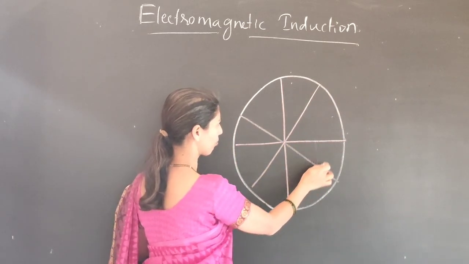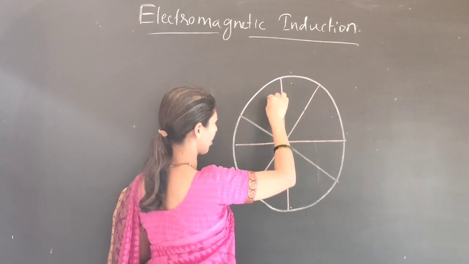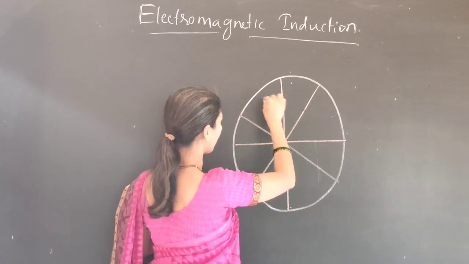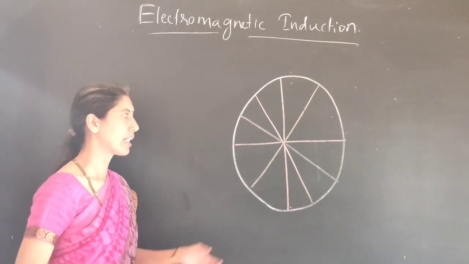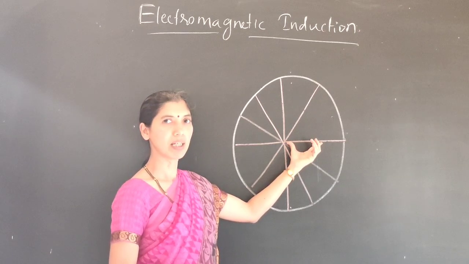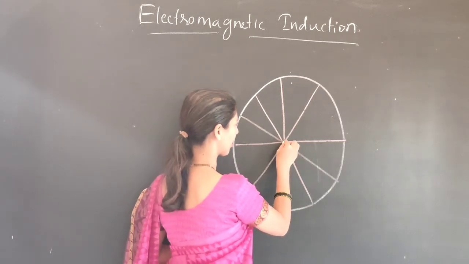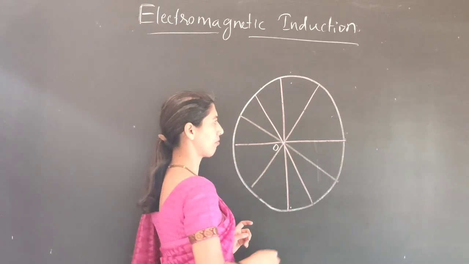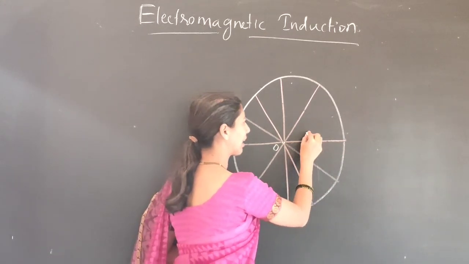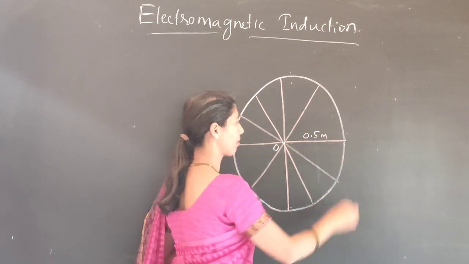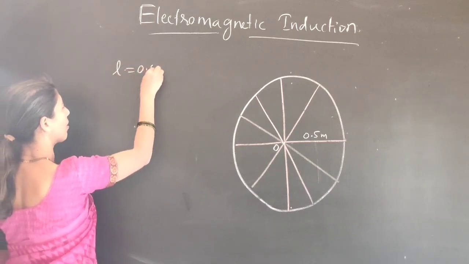How much? 1, 2, 3, 4, 5, 6, 7, 8. Another 2 I will draw. Like this, 10 spokes are there. A metallic wheel with 10 spokes. This is the center. With the length L, each spoke is having the length L, and that length is given as 0.5 meter. Length L is equal to 0.5 meter.